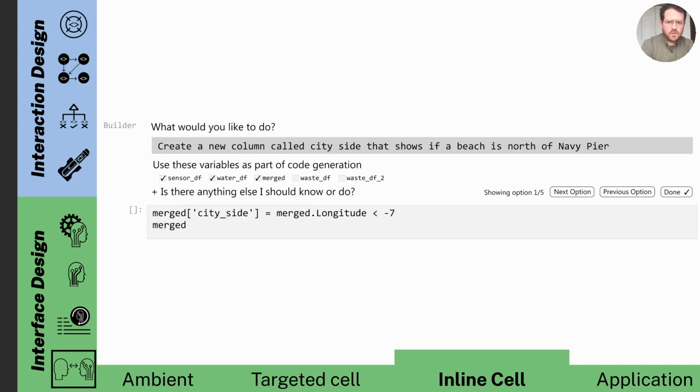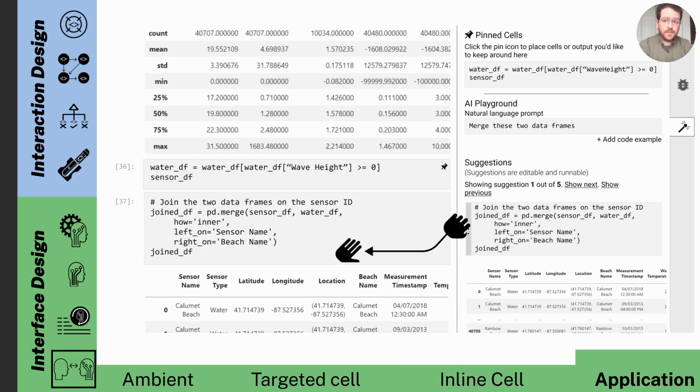Next is between cells, or what we refer to as inline cells. Such assistants might act as a new type of cell that generates code cells, much in the same way that a code cell generates output cells. We saw such an interface briefly with Mito, but in this mockup we see an assistant generating a code cell based on a natural language prompt.